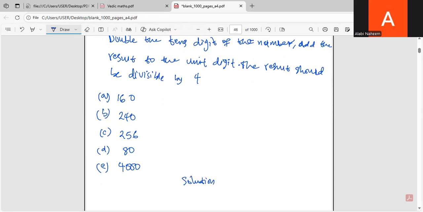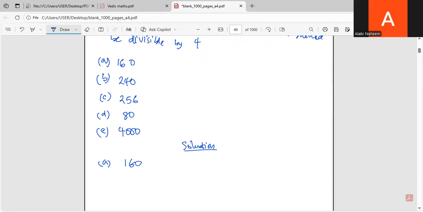The first number we have here is 160. Is it divisible by 4? Let's see. Now, in a number, the first digit to the right is the unit digit. The one after it is the tens digit. Can you see? The first digit to the right is the unit. The one after it is the tens digit.